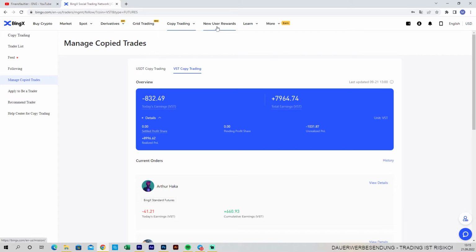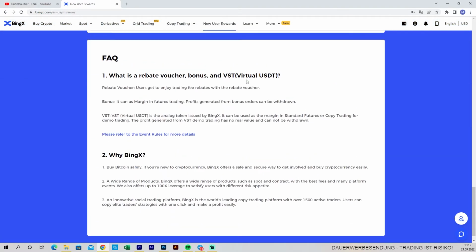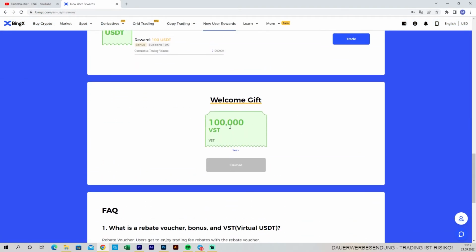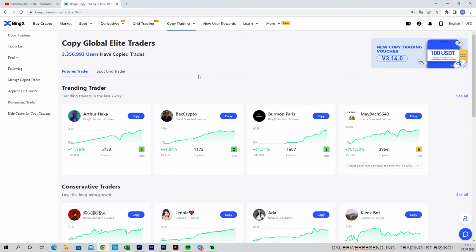If you want to claim your 100,000 VST after registering, you go to new user rewards, scroll down, and you see welcome gift 100,000 VST. Just claim it, and then you have your 100,000 virtual dollars. If you want to set up copy trading, you go to copy trading right here. Then you have your traders list.